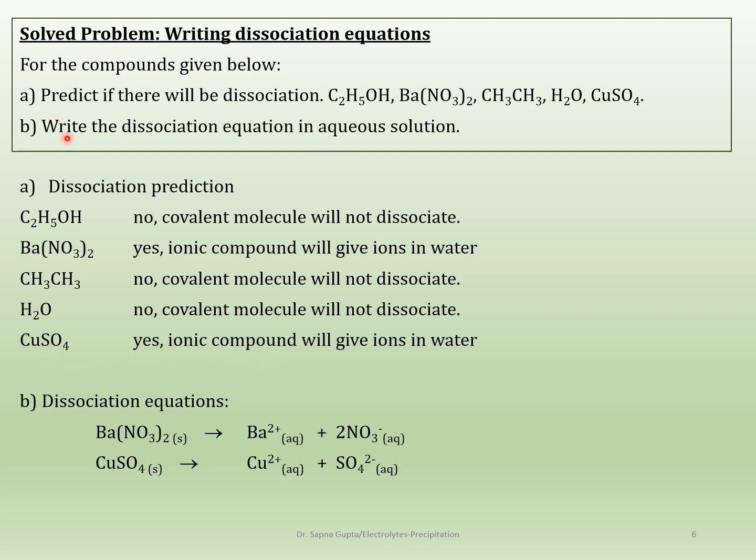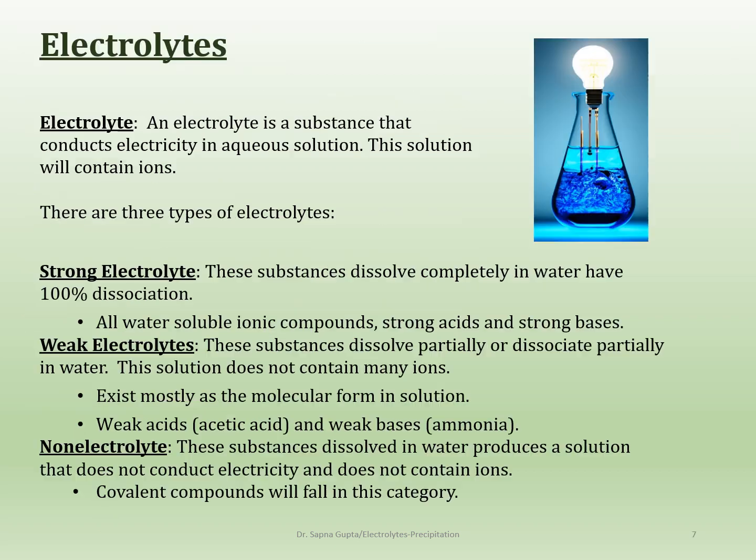Okay, so the second question is write the dissociation equation. And so here we go. Okay, here are the dissociation equations. Barium nitrate, you have one barium and then two nitrate ions. Copper sulfate is copper 2 plus and sulfate, just a 1-to-1 ratio. Here barium is 1 and then nitrate, there are two nitrates in there. Okay, so that's kind of keep it simple that way.